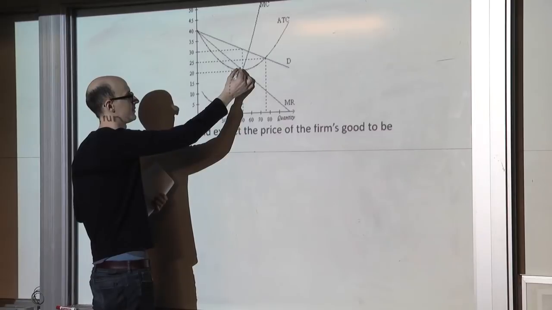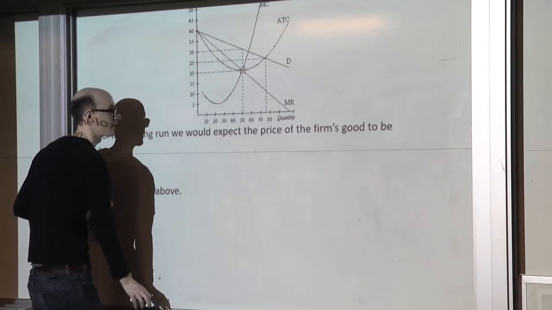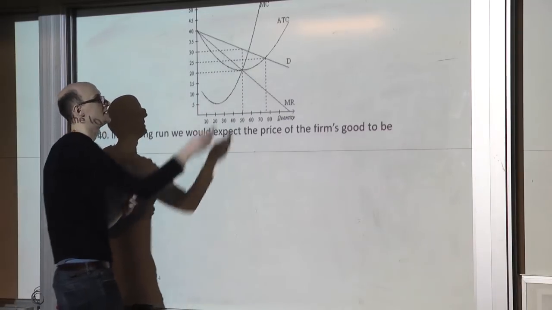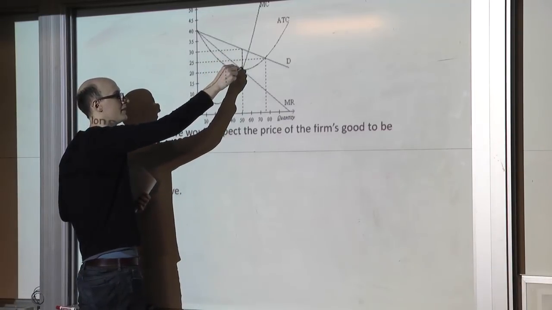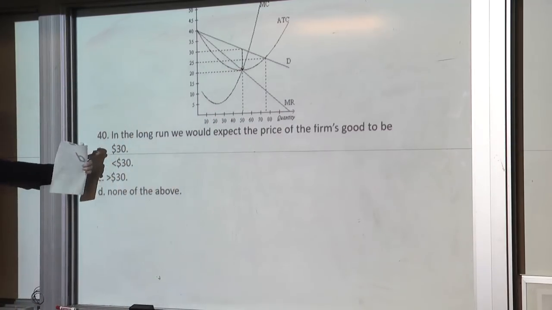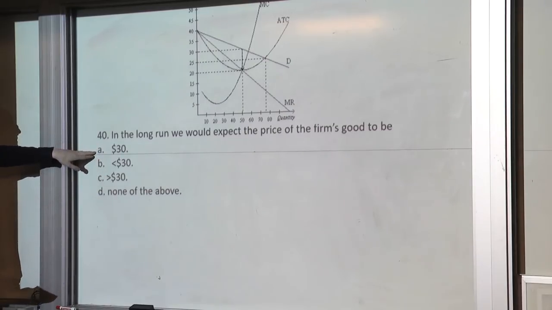Which will also be the place where it crosses the marginal revenue curve. Okay, and so the price will go down to 20 in this case. They could have actually given you 20 as an answer, and you should have been able to do this, but they were generous, and they gave you ranges.